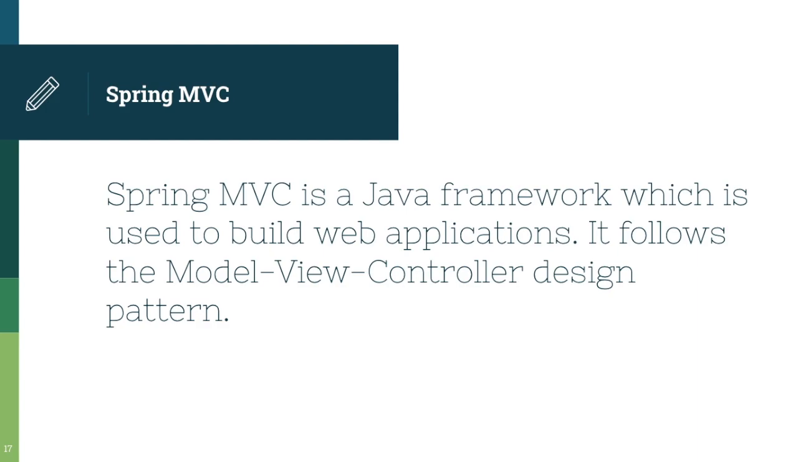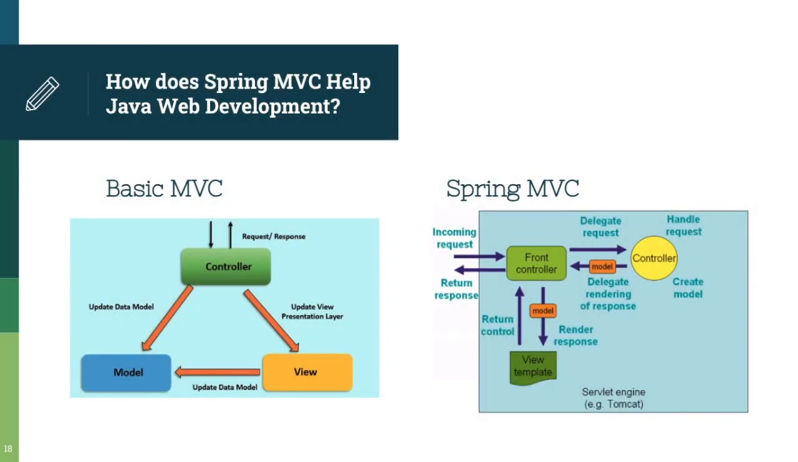The separation makes multiple views able to share the same model. It improves code reusability. Since the three parts of the MVC model are independent, changing one will not affect the other two. What's the difference between them? How does Spring MVC help Java web development? Spring MVC is also an MVC framework. The main difference between them is that Spring MVC extends the MVC framework to include more layers.